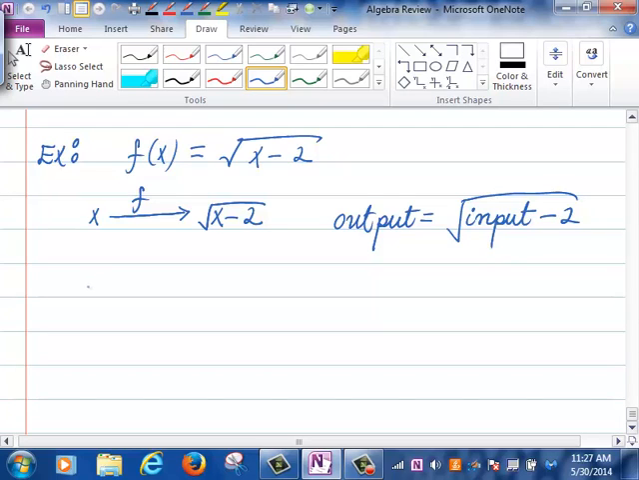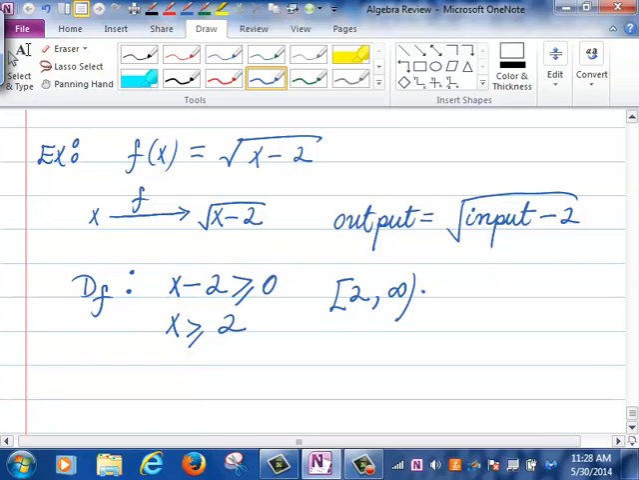And what's the domain in this case? What's the domain of this function? Well, it's the collection of all values of x for which it makes sense. And we know that inside the square root, you cannot have a negative. So we want x minus 2 to be non-negative, right? So what do I get for x then? X has to be at least 2. So the domain is all real numbers from 2 to infinity. Is everybody okay with that? The domain is all real numbers from 2 to infinity.